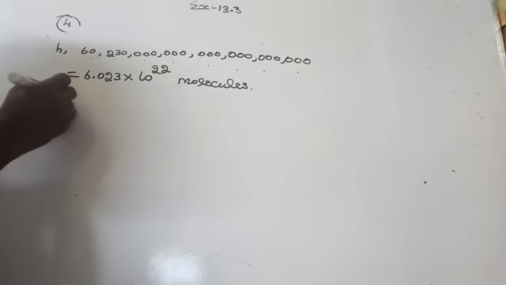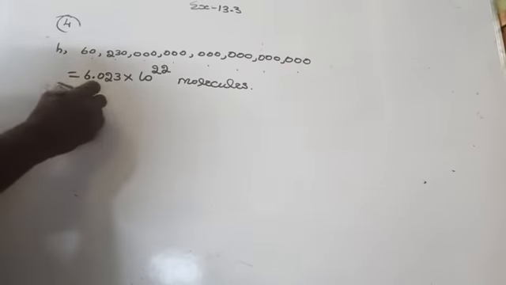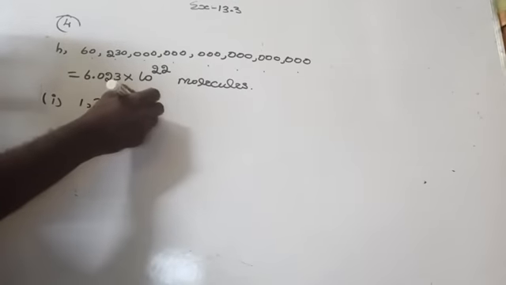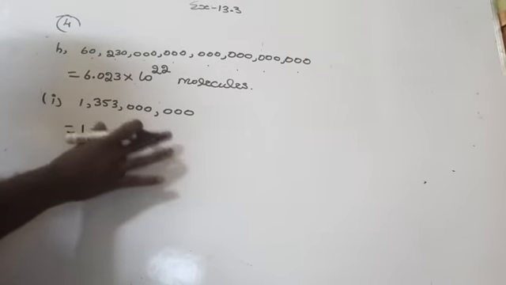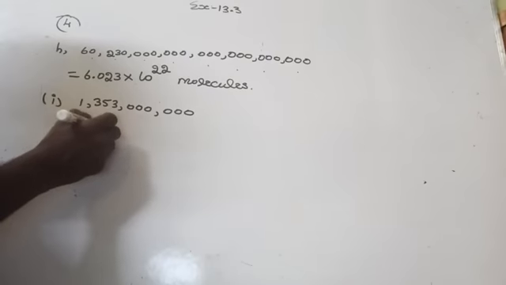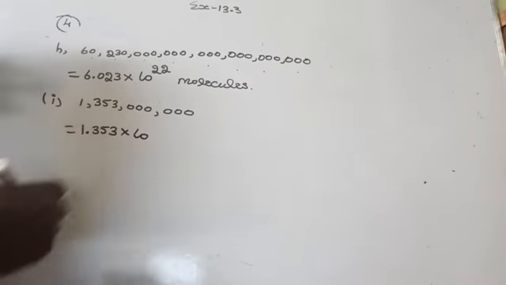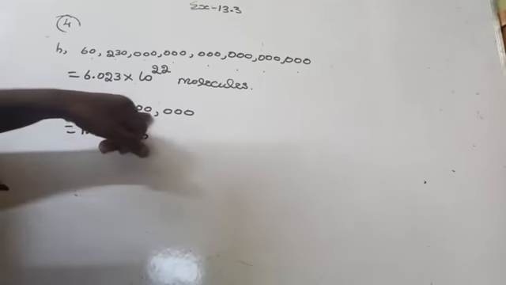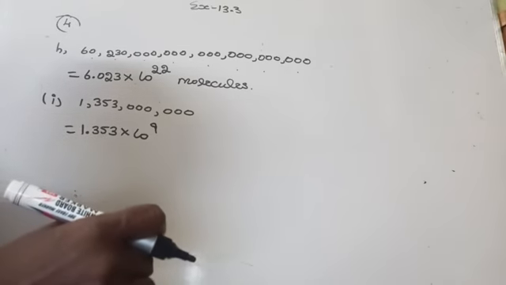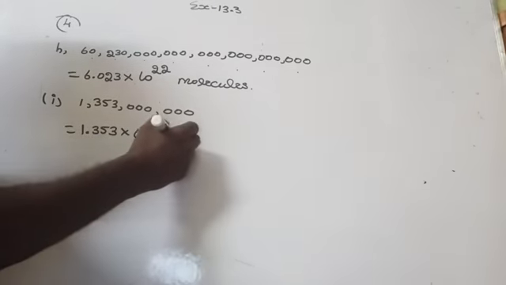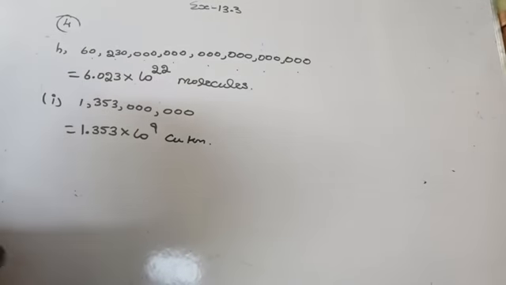Then the next one, 1353. How can you express this one? You have to express it as k into 10 to the power of n. So 1.353 into 10 to the power of, after 1 how many digits are there? 3, 3 plus 3, 6, 6 plus 3 is 9. Are you getting here? So 1.353 into 10 to the power of 9 cubic kilometer. The earth has this much cubic kilometer of sea water, it is given.